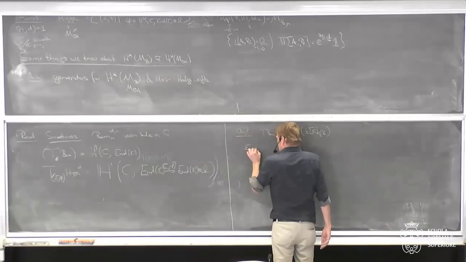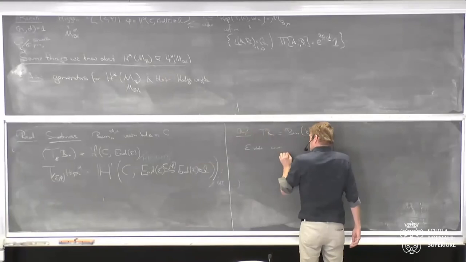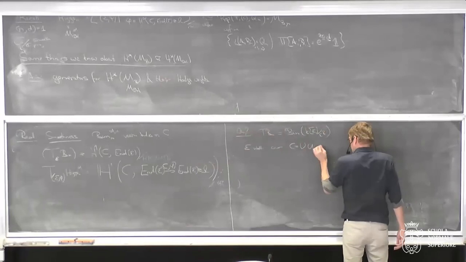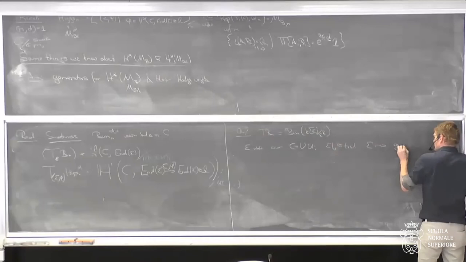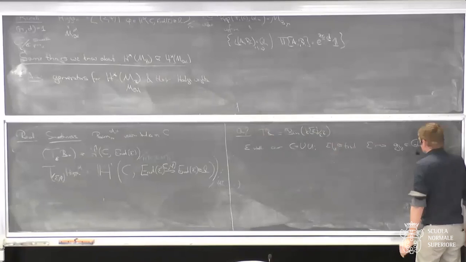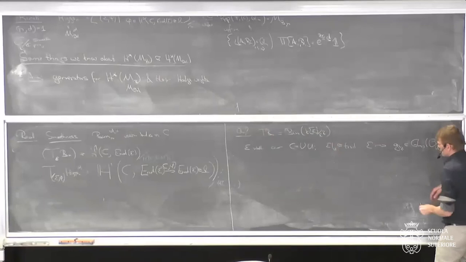So what's a vector bundle? Well, cover C by some open affine parts U_i such that E restricted to U_i is trivial, so that E will be given by some gluing functions in GL_n of O(U_ij). U_ij is the intersection of U_i and U_j, as usual.